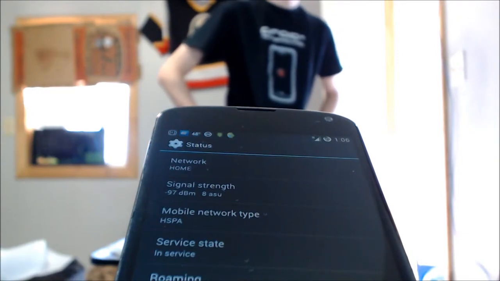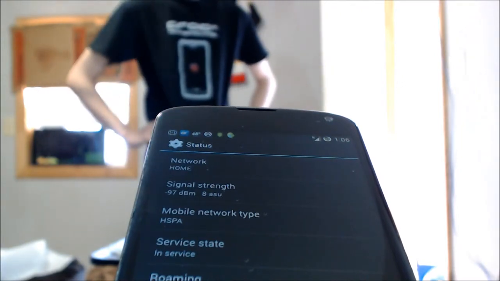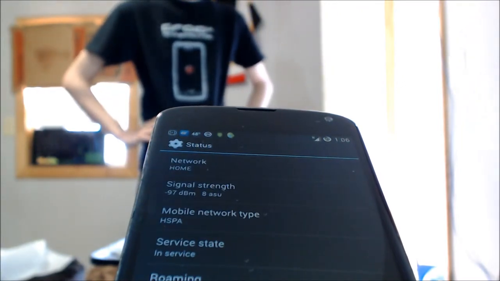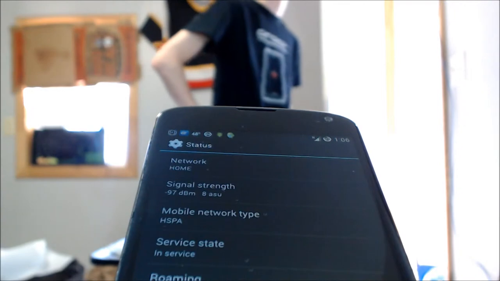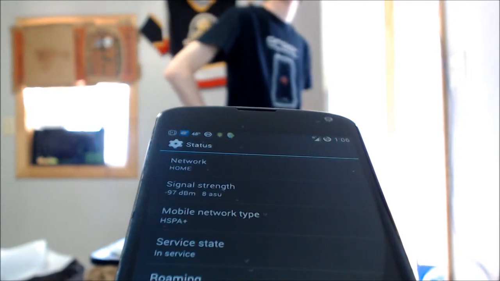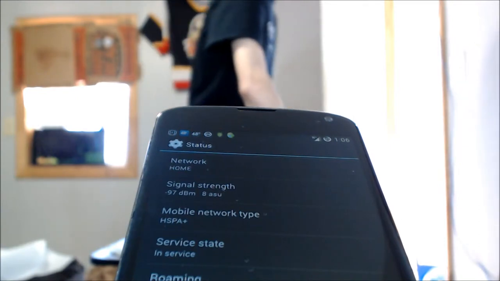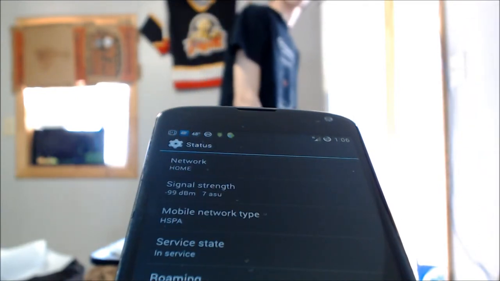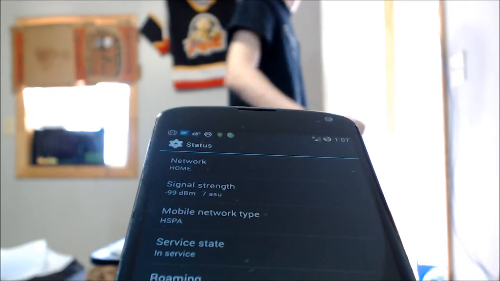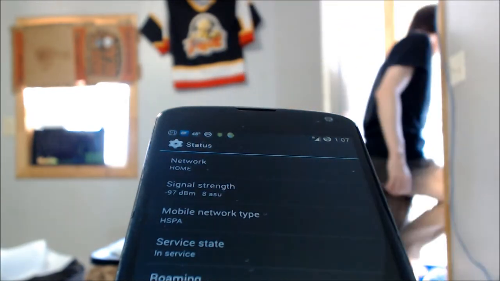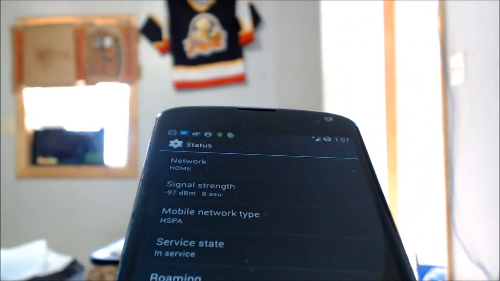That's about where it was. Well, I say that, it was at 99 to 101, so I think it's working a little bit. I'd have to probably play with it a little bit. And me probably standing here isn't helping it, since humans kind of absorb signal rates.